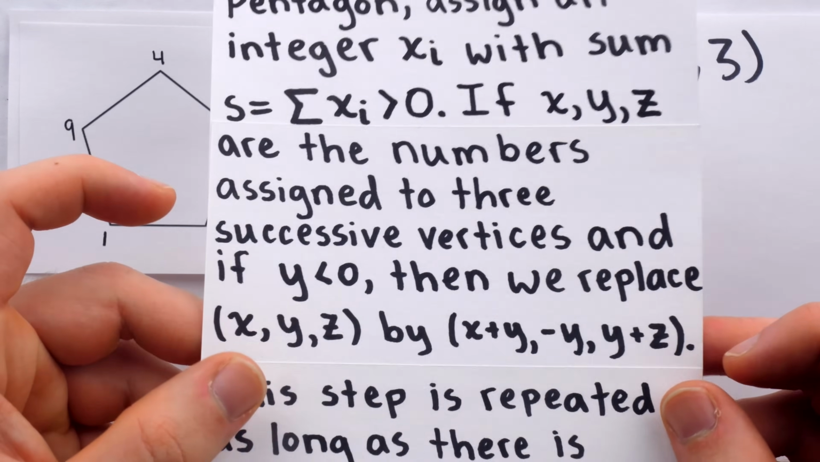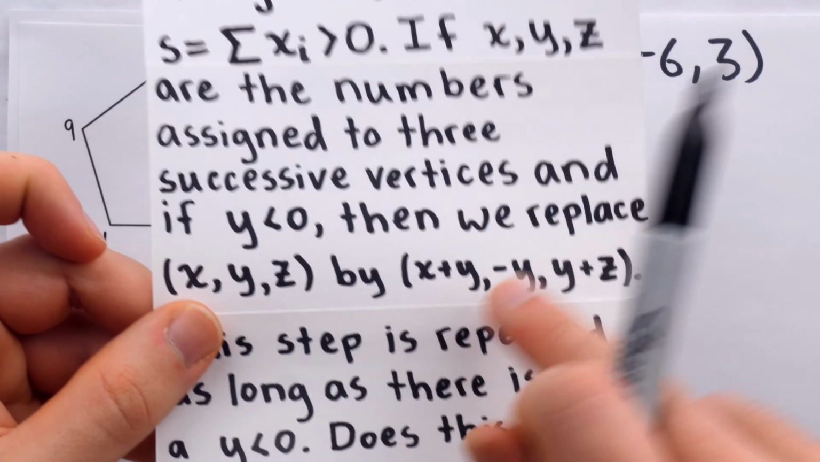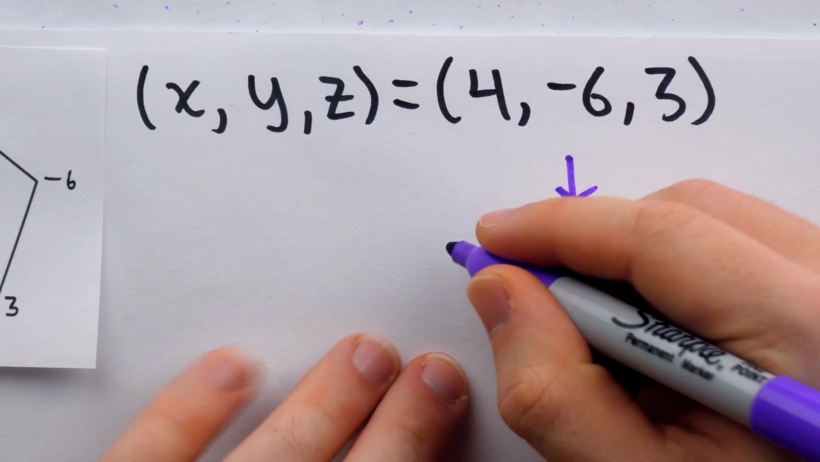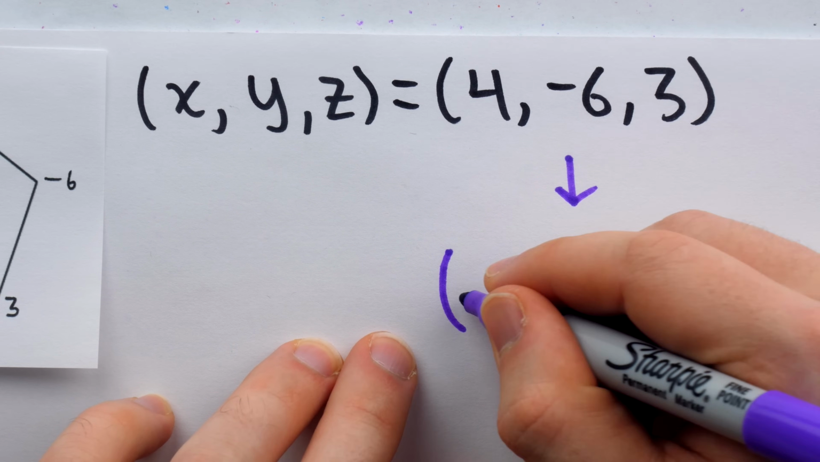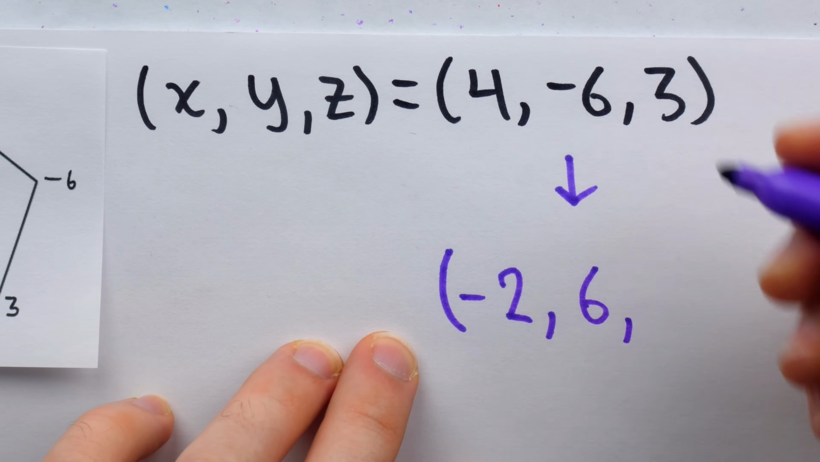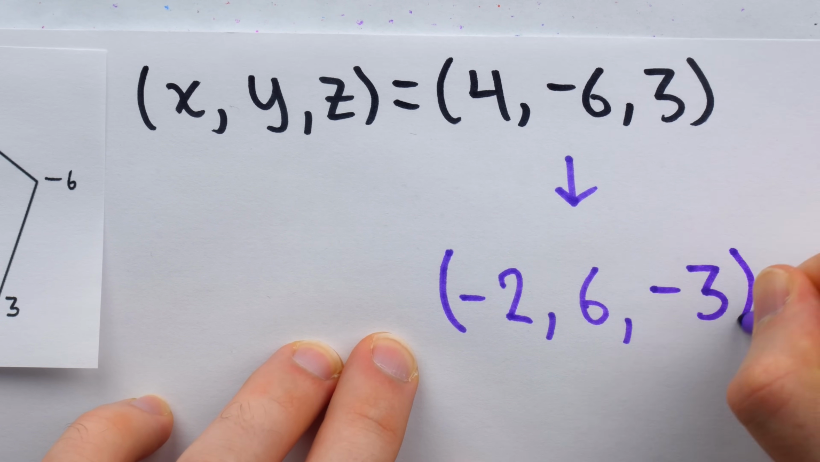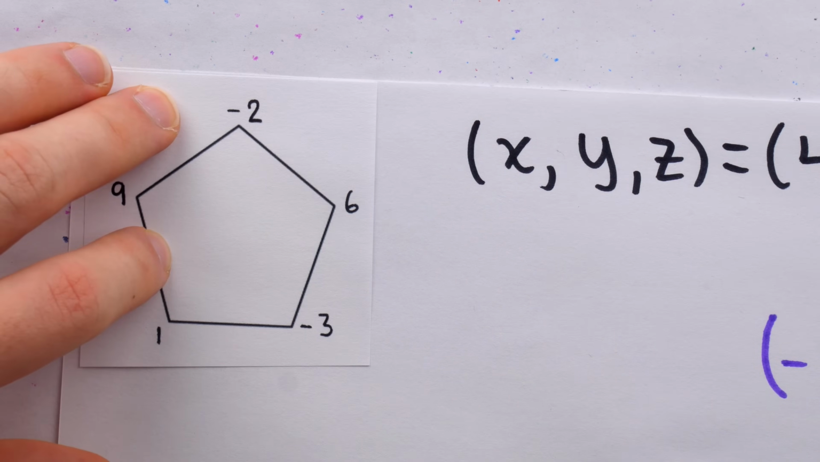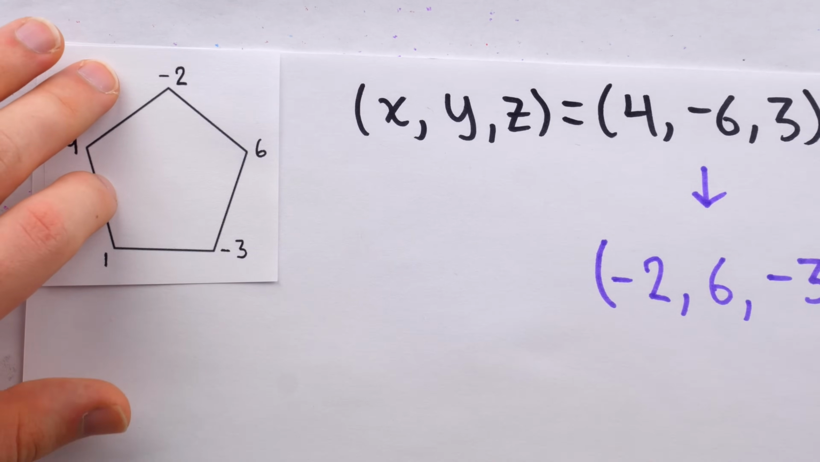So what we're going to do is add y to x, add y to z, and y itself should be negated. So that means in our new pentagon, these numbers are going to be changed as follows. Y gets added to x, okay, so 4 plus negative 6, that's negative 2. Y itself gets negated, and y gets added to z. Negative 6 plus 3 is negative 3. So carrying out that switch, we end up with this new pentagon. See how those 3 vertices are now exactly as we described, negative 2, 6, negative 3.